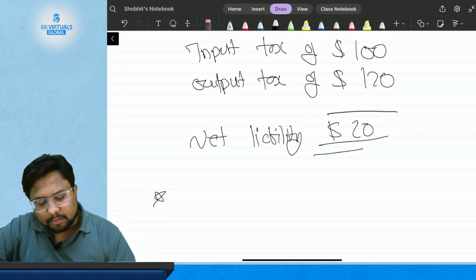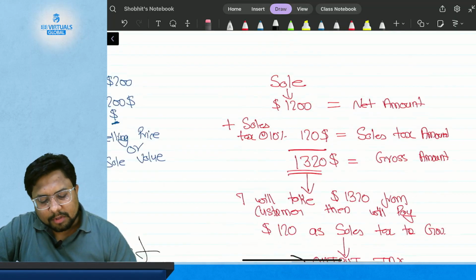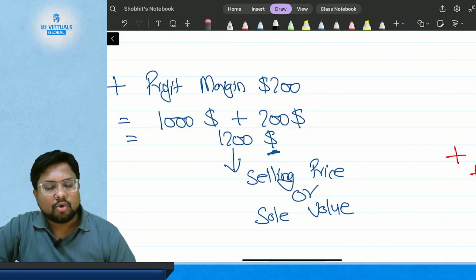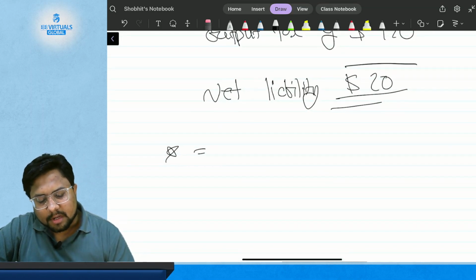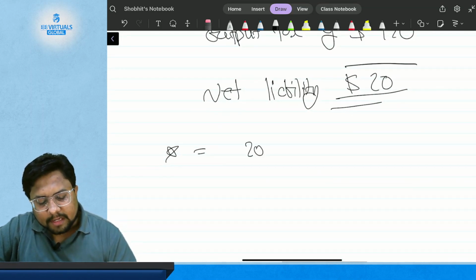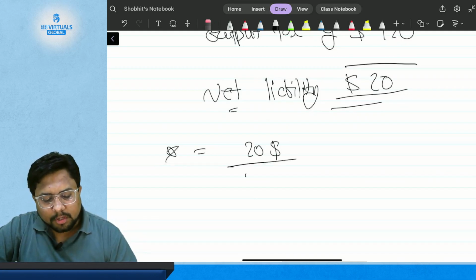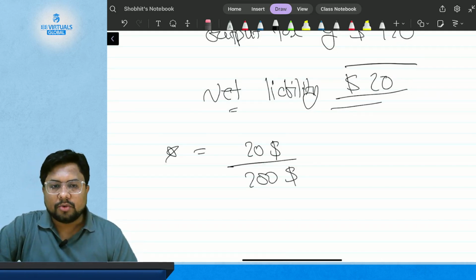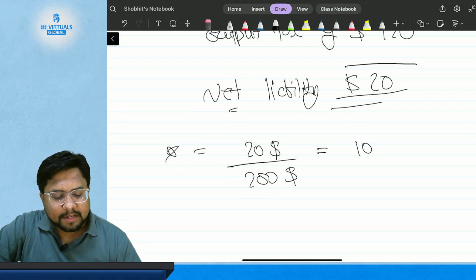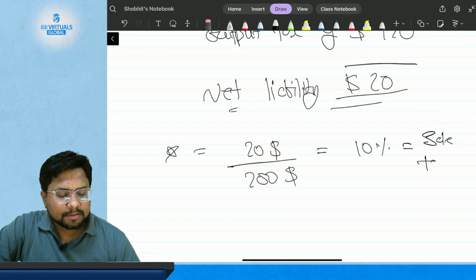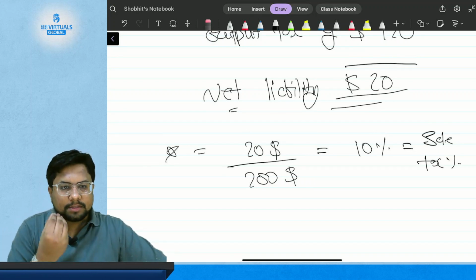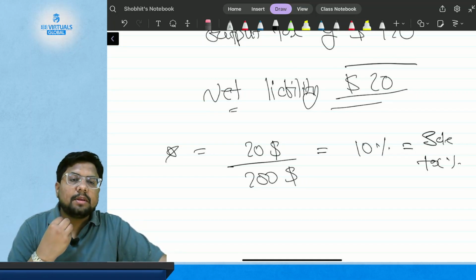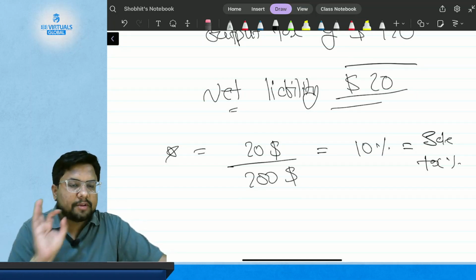Bonus point which I need to tell you is that if you look at the margin, what margin have you added? You have added $200 of margin, and if you look at the net tax liability, that is $20 on the margin which you have added. That percentage will be 10%, which is equal to the sales tax percentage. So sales tax is charged on the selling price, but every time you make a margin, it is charged on that differential amount.